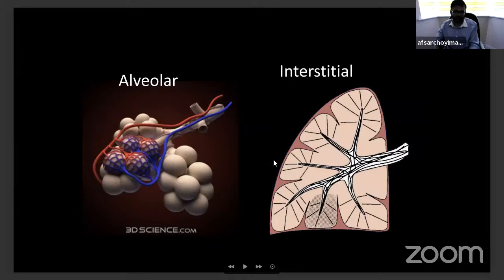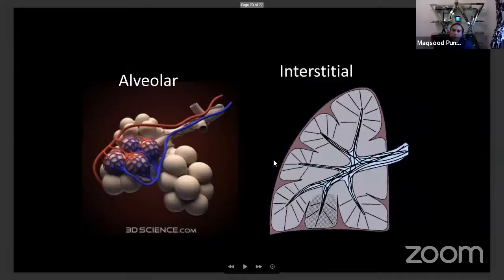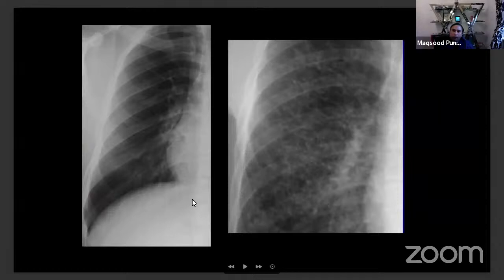Interstitium is something in between. And that's how the interstitial changes look.